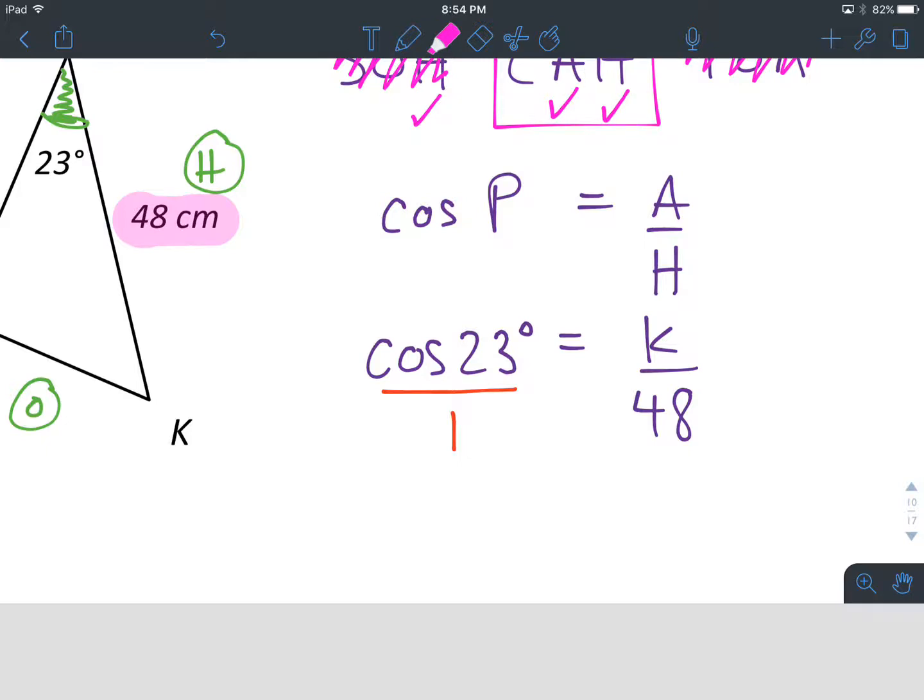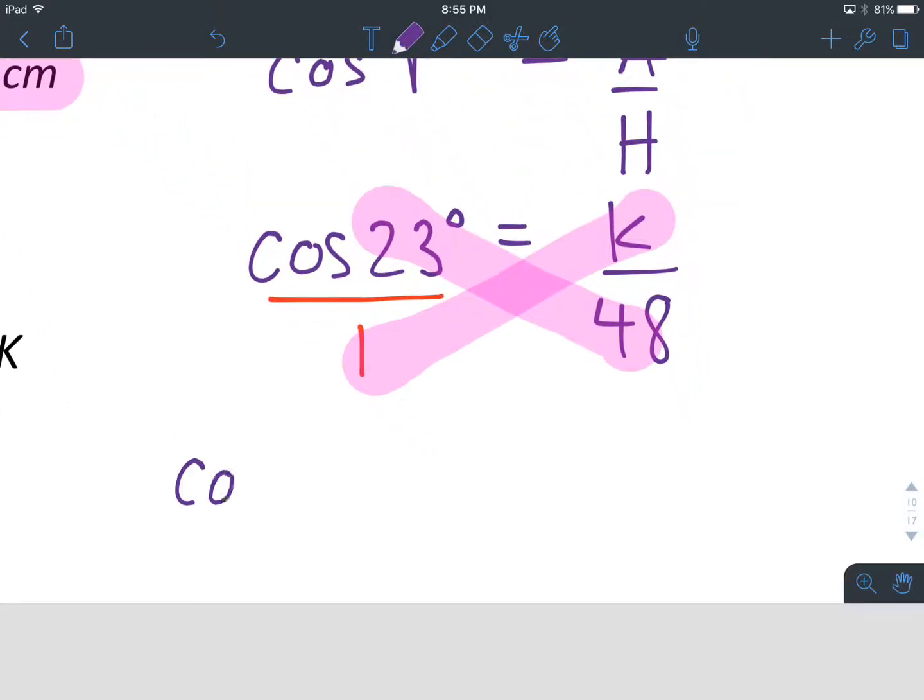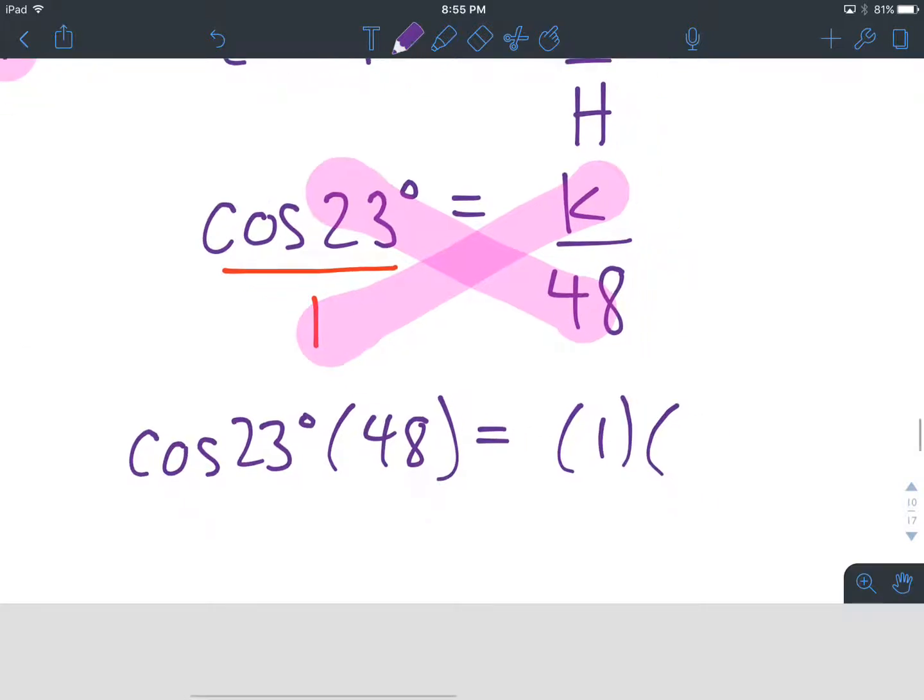A method for us to solve a missing value in a proportion is to cross multiply, as you would have learned in grade 9 and we reviewed here in grade 10. So let's go about cross multiplying. It means our first numerator, which is cos of 23 degrees, gets multiplied by our second denominator, which is 48, and that will be equal to our first denominator, which is 1, multiplied by our second numerator, which is k.